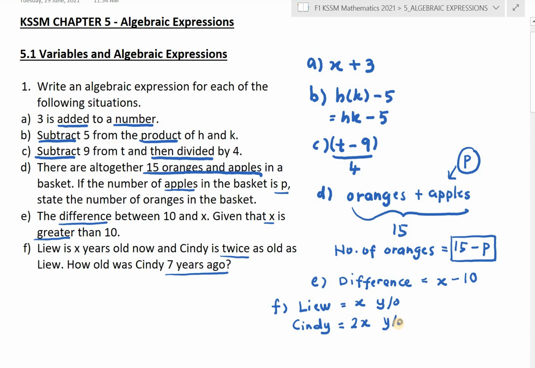And then how old is Cindy 7 years ago? So, kalau kita tolak umur, contohnya umur awak, berapakah umur awak 7 tahun yang lalu? So, umur Cindy pun sama juga. Dia akan tolak 7 tahun yang lalu. So, okay, now umur Cindy dah 2X. 7 years ago will be minus 7. So, this is the expression for question F. So, we have all this expression. Alright. So, you can keep reviewing on this one. Kalau awak tak faham, dengar balik explanation saya ini. Okay. Sampai awak betul-betul faham.